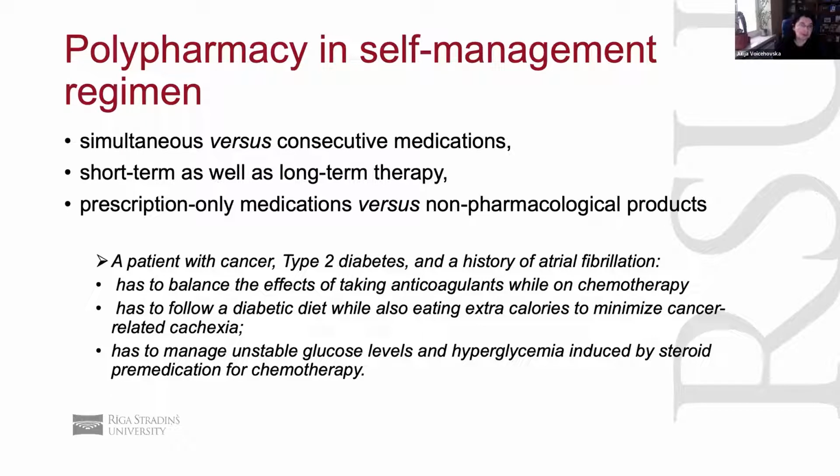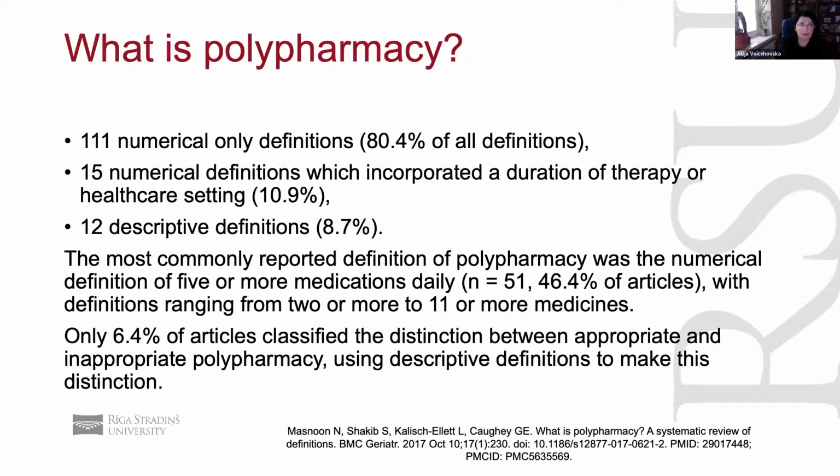So one more clinical example: a patient with cancer, type 2 diabetes and history of atrial fibrillation will have to balance the effects of taking anticoagulants while on chemotherapy, has to follow a diabetic diet while also eating extra calories to minimize cancer-related cachexia, has to manage unstable glucose level and hyperglycemia induced by steroid premedication for chemotherapy. So all in all, these are such obligations, where we can recognize a point when polypharmacy, simultaneous taking of several medications, becomes a problem.